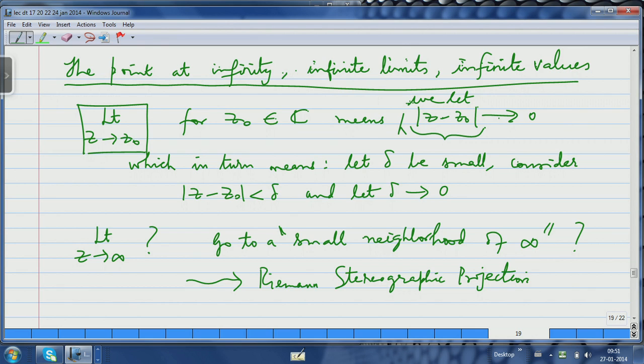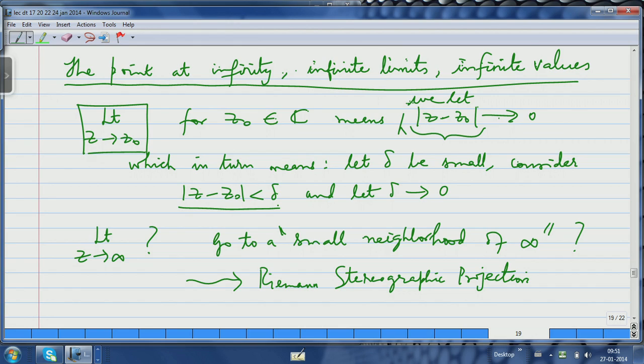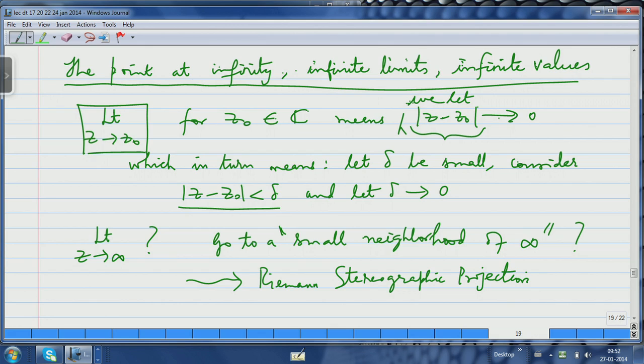In delta notation, you're looking at mod z minus z naught less than delta, which is a sufficiently small open disk centered at z naught with radius delta, the interior of that disk. And you're making delta small enough. That's what it means. Now, what I want to do is give a version of this definition for which z naught is actually the point at infinity, because I want to make sense of limit as z goes to infinity.